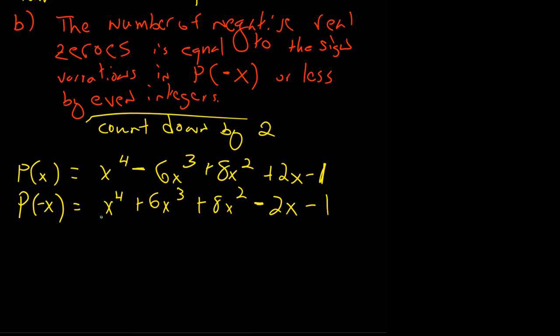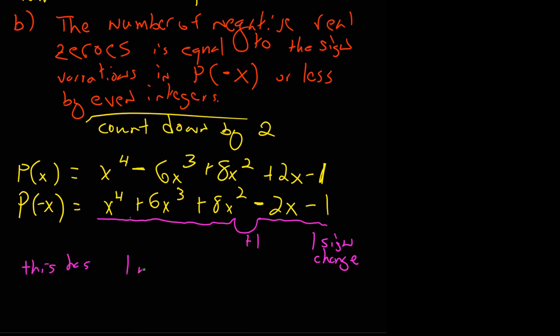Well, this is positive, this is positive, this is positive, so no sign variations. One sign change stays the same. So one sign change. So this has one negative real solution. And what we learn from this is this is a power 4.